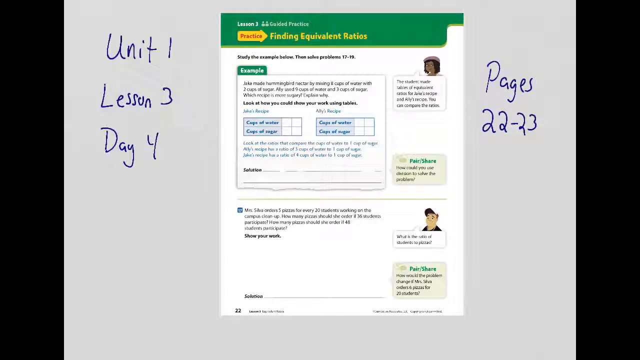So what we're going to do first is I'm going to go over the example you see at the top of page 22. So if you don't have your book on page 22, pause this, get your book on page 22 right now, and then restart. And then we're going to go through the problems on page 22 and 23. We're going to have you try them, and then I go over them. Sound like a plan?